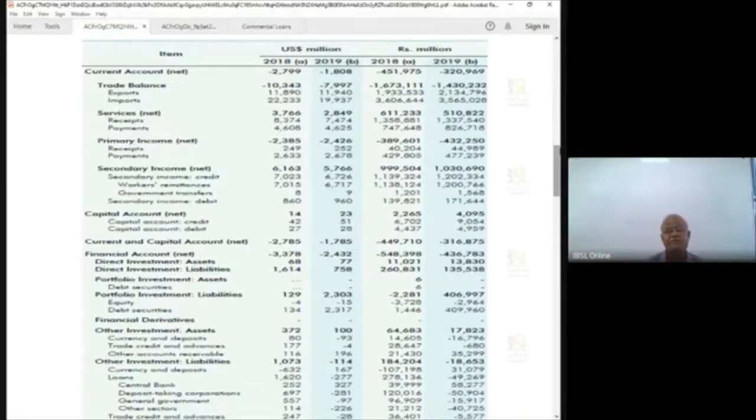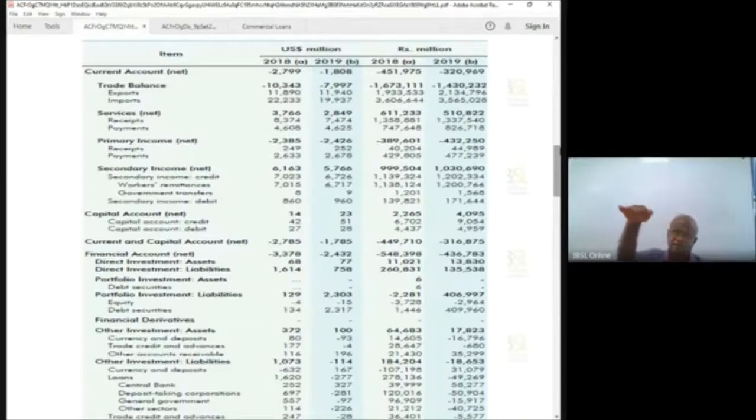In the trade account, there is a deficit. Trade account deficit. In the service account, you have a surplus. Services net. Then the primary income account, you have again a deficit. Secondary income account, again a surplus. So overall, a current account deficit.